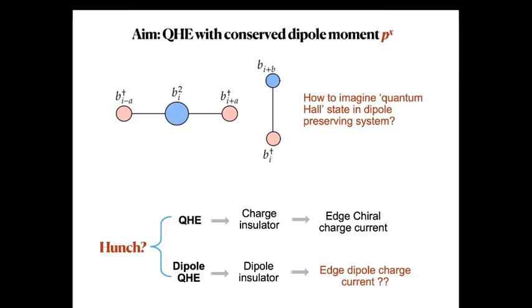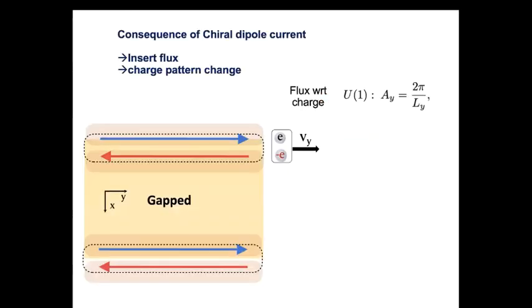So this is a naive hunch. And let's first check whether this is possible. So what does it mean by a chiral dipole current? Let me sketch a picture like this. Suppose we have a boundary which terminates along the x direction.